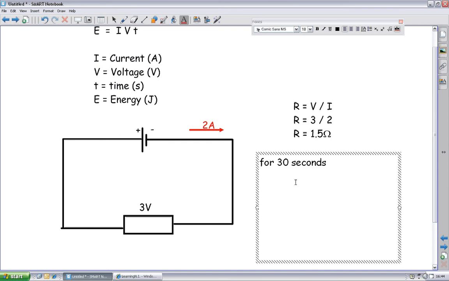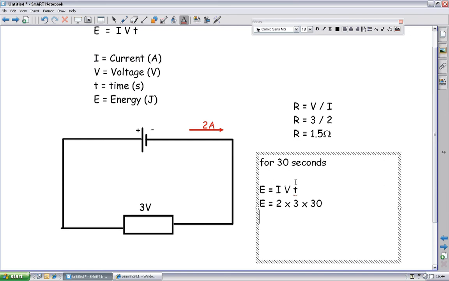We have that E is equal to IVT. Some people like saying E equals ITV, then they can remember it by the TV station. Up to you. So E is equal to 2, which is the current, times the voltage, which is 3, times the time, which we said was 30.